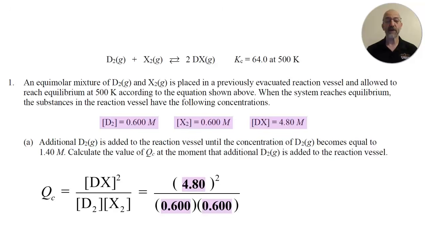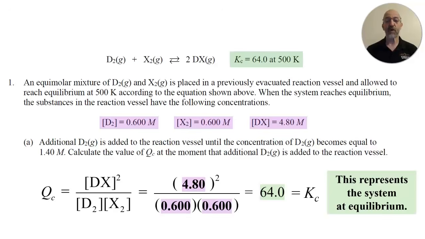Now, when I pick up my calculator and I take 4.80 squared divided by the product of 0.6 times 0.6, I'm hoping that I get a value of 64. And in fact, I do. So when I do that math, that verifies that the reaction quotient Q is equal to the equilibrium constant K, and therefore this represents the system at equilibrium.